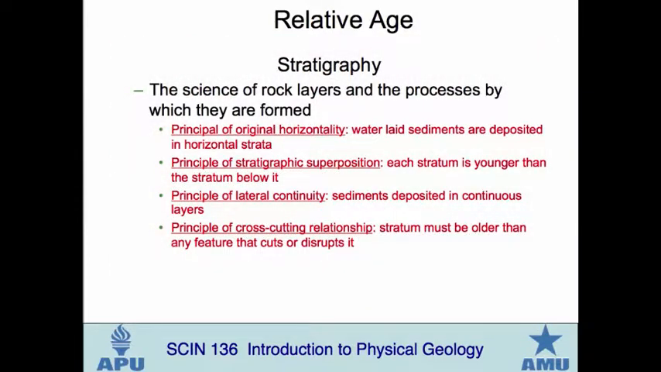So that's a lot to think about. Feel free to watch this video again, because these principles of stratigraphy are really going to be important when we start to talk about other aspects of geologic dating.